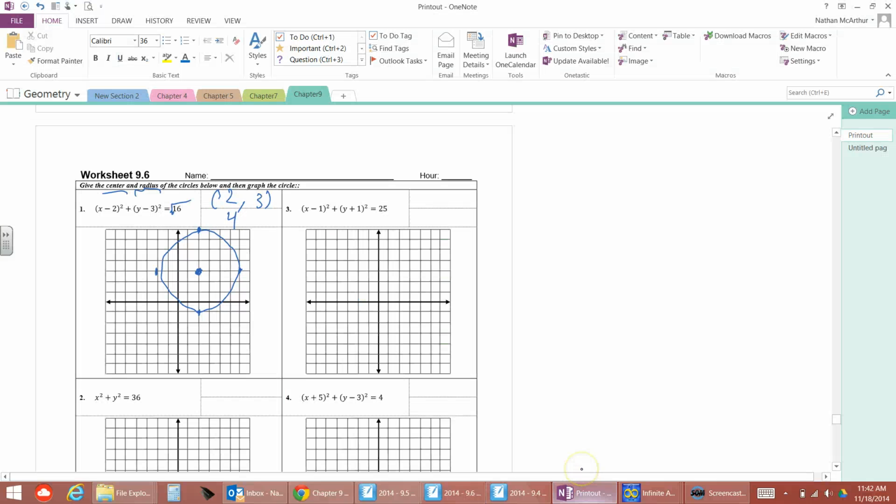On the homework, so see right here, we found the center. We found the radius. I put the center here. I went right 3, up 3, left 3, down 3, and I kind of drew my circle.